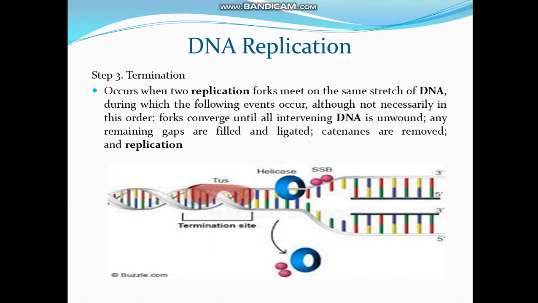Next is step 3, the termination. It occurs when two replication forks meet on the same stretch of DNA, during which the following events occur. Although not necessarily in this order, the forks converge until all intervening DNA is unwound. Any remaining gaps are filled and ligated. Catenanes are removed and replication is complete.